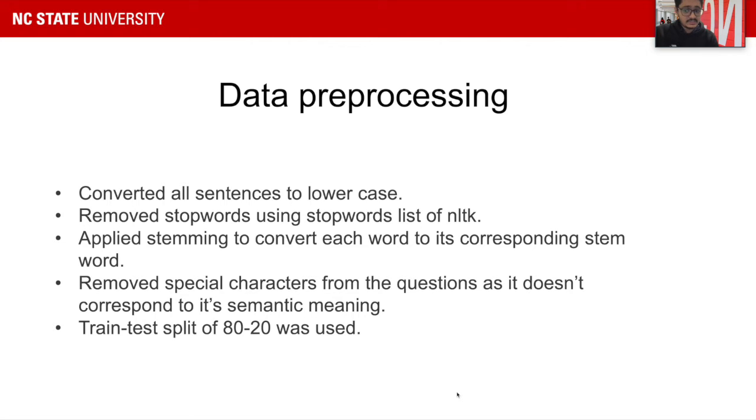In the data pre-processing part, we converted all the sentences to lowercase, and we also removed all the stop words using the NLTK library. We also applied stemming to each word to convert it into its corresponding stem word. We also removed some special characters like @ and hash. We used a training and test split of 80 to 20%.